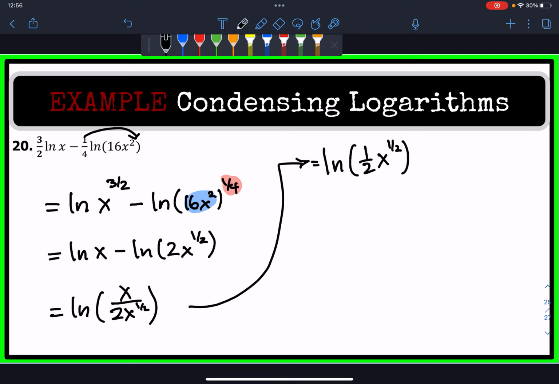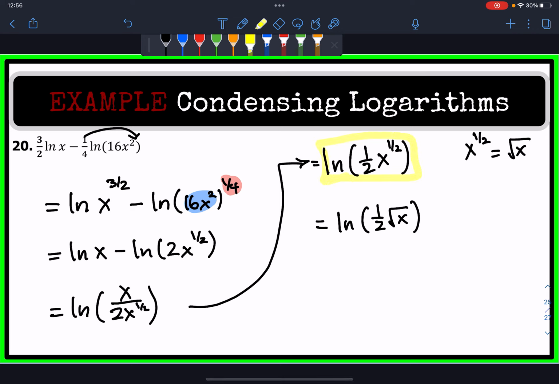And if I want to use again the equivalency of raising something to the 1/2, I can leave it like this, or I can write it as the square root of x, since that's what it means. To have x to the 1/2 power means I'm taking the square root of that. So I can leave my answer like this, or I can write the equivalent value. Either case, both of them are correct, okay?